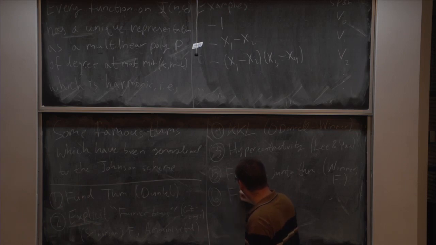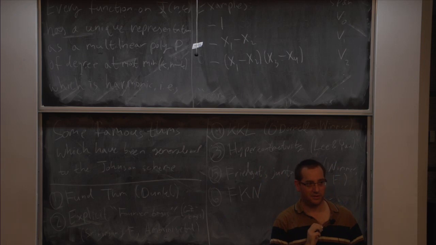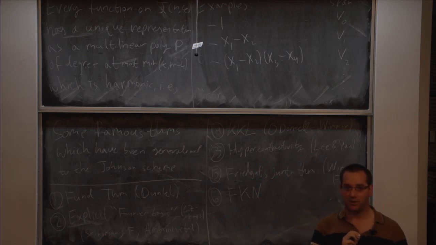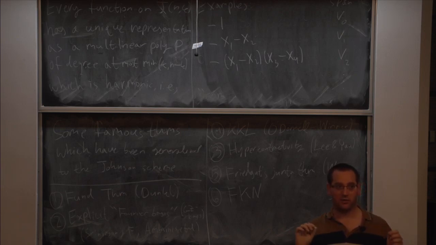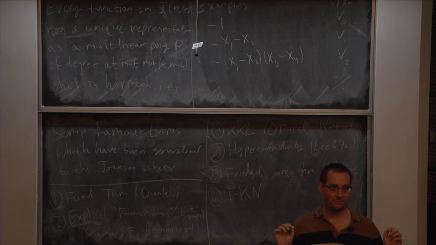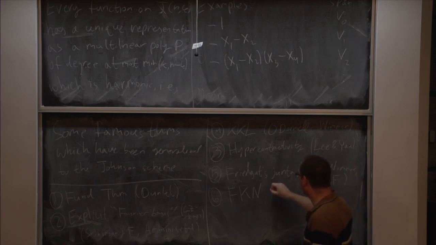Okay, now we have the FKN theorem. This theorem states that if you have a Boolean function which is close in L2 to degree 1, then you're close to being a dictatorship, a one-junta. This is true when k over n is bounded away from 0 and 1. This was proved by myself.